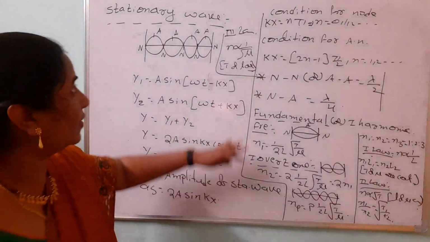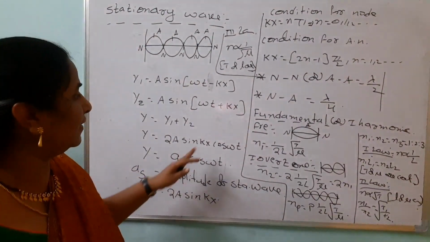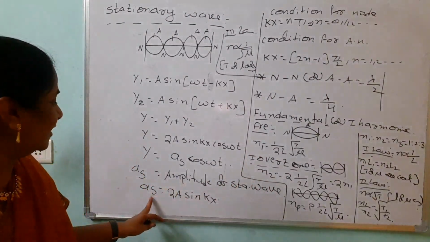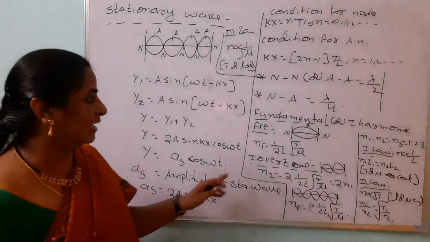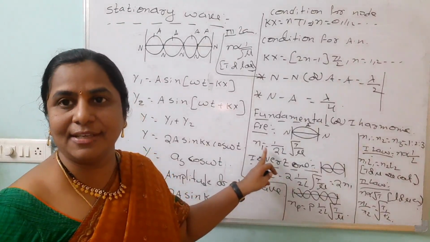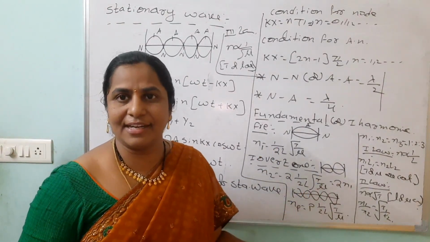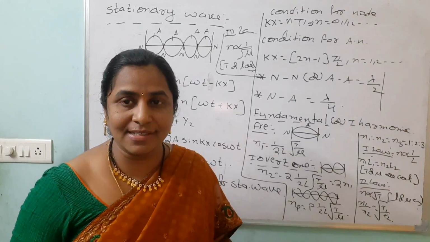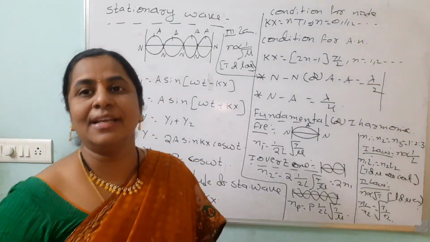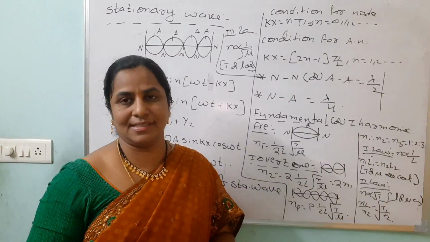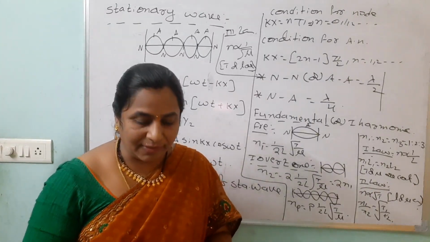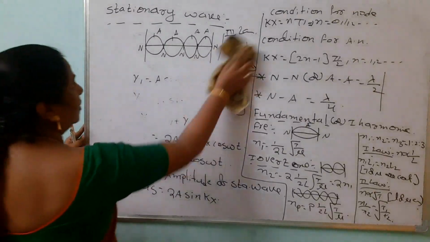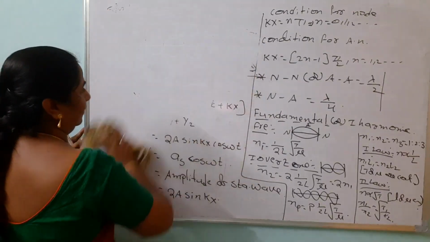So this is about the complete stationary wave: condition for node, condition for antinode, and the formula for amplitude of the stationary wave, fundamental frequency, first overtone, second overtone, the ratio of the frequencies, the distance between two successive nodes, and the distance between a node and an antinode. So this entire information is very useful for doing problems. One problem we are discussing now.